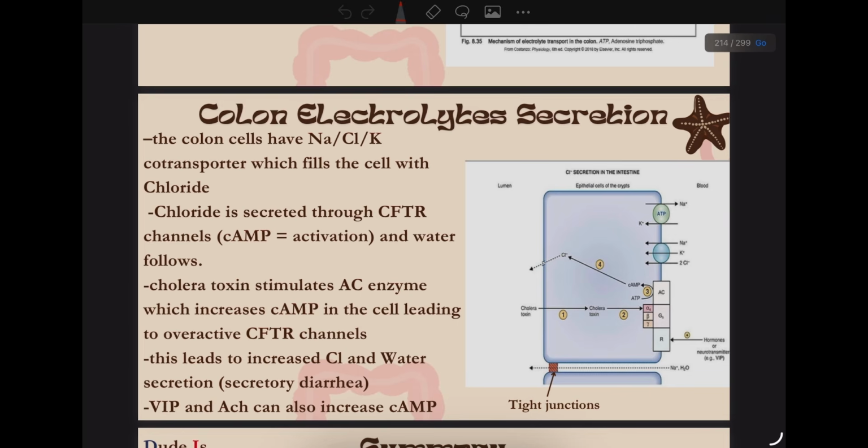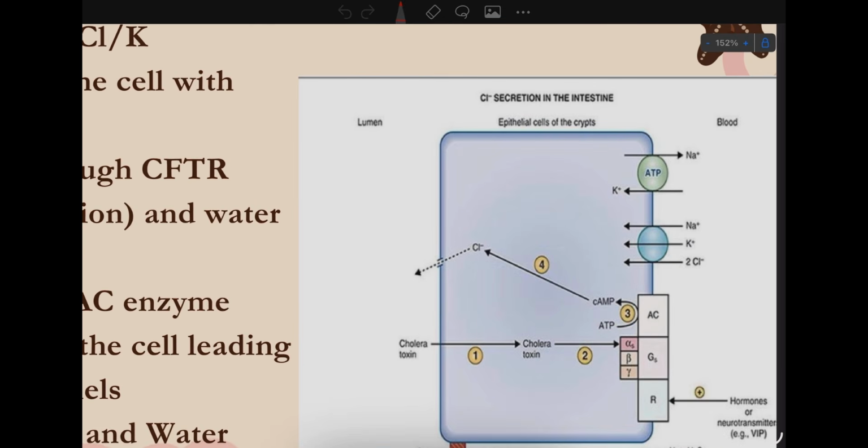Colon electrolyte secretion. The colon does not only absorb, it also secretes. And this could be a problem. Why? Let's look here. We have this beautiful transporter. Can you see? This loads the cell with Cl, because each time it works, you have 2 Cl going in. So we have a high amount of Cl here. Does that make sense? Okay. What's the problem then? These Cl ions will go out of the cell through this CFTR channel. Okay, beautiful. And this is normal.